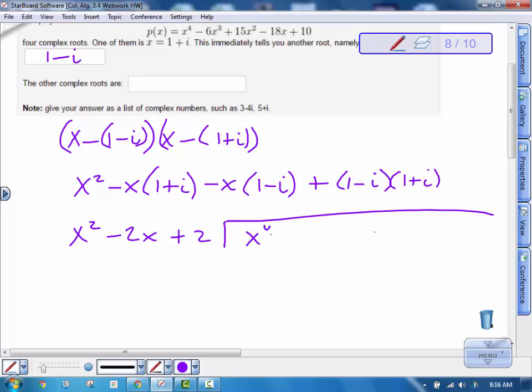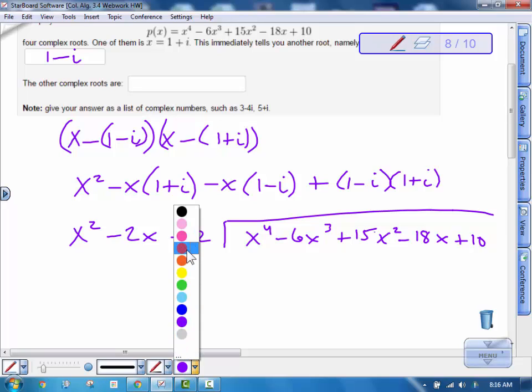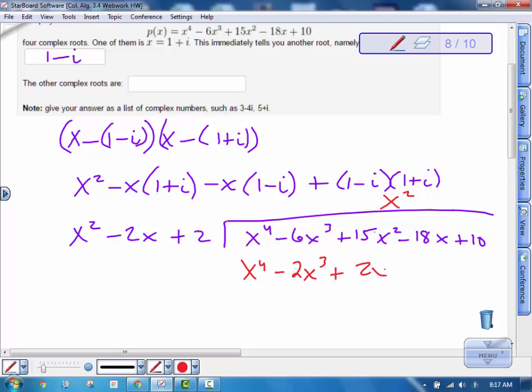into this polynomial, x to the 4th minus 6x cubed plus 15x squared minus 18x plus 10. So the question is, what do I put up here to multiply by x squared to get x to the 4th? Put up an x squared, it gives me x to the 4th, follow through, negative 2x cubed plus 2x squared. We're going to subtract, and we get negative 4x cubed. 15 minus 2 gives us 13x squared, and we're going to drop down to negative 18x and start over.